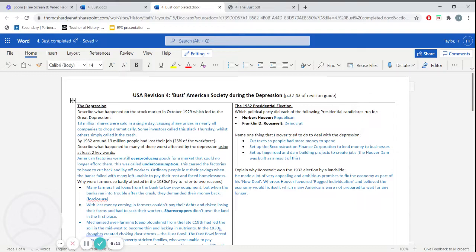And then explain why Roosevelt won the 1932 election in a landslide. So he won the election by making lots of very appealing and ambitious promises to fix the economy as part of his New Deal. Whereas Hoover favored rugged individualism and believed the economy would fix itself, which many Americans were not prepared to wait for any longer.